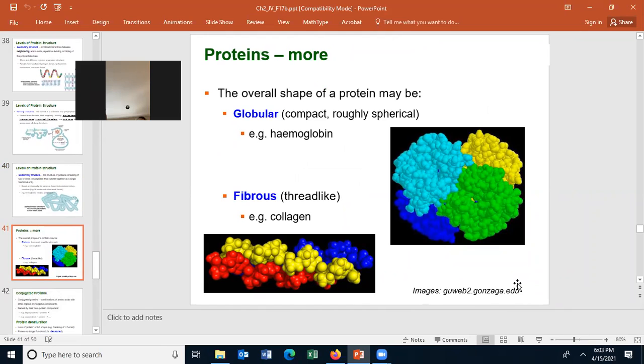A little bit more about proteins. Proteins have 3 different shapes. They can be globular proteins, and these are compact, roughly spherical proteins. Hemoglobin is a globular protein. Or the protein can be a fibrous protein, that means thread-like. And collagen is a fibrous protein. You can find fibrous protein in some structures like bone and hair. And then globular protein, all enzymes are globular proteins. Most other proteins tend to be globular proteins.